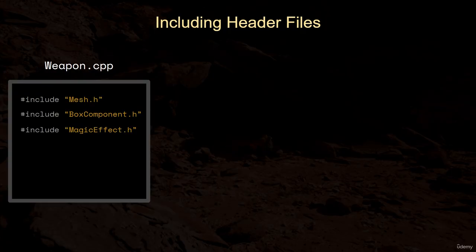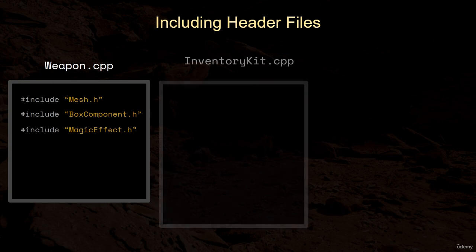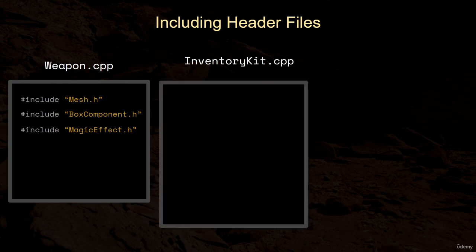Now, CPP files are not typically included anywhere. So we can use the weapon class in our inventory kit, and let's say we only include weapon.h in inventory kit. Now we're not getting mesh, box component, or magic effect included in the inventory kit header file. They're only included here in the CPP file where they're needed. Now, inventory kit can include armor and potion in its CPP file as well. So those are also not in inventorykit.h.